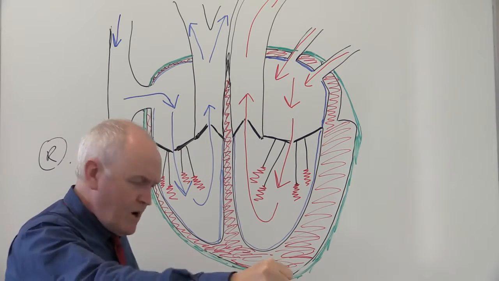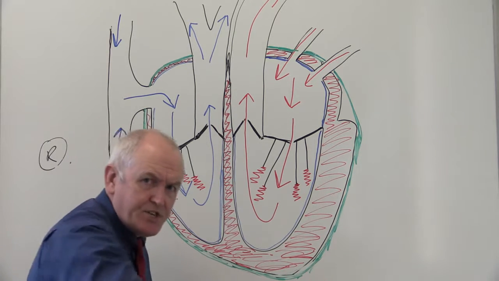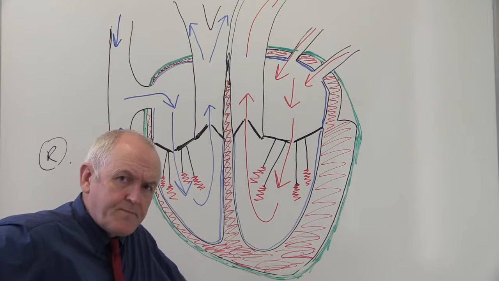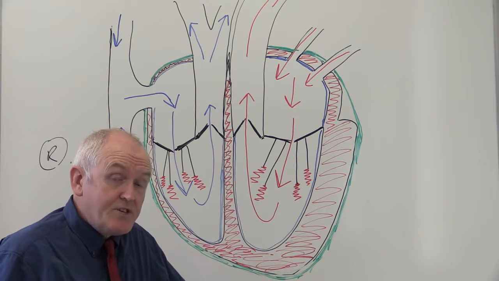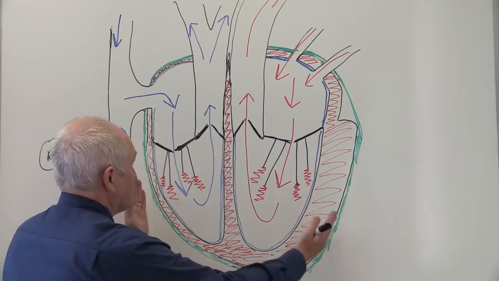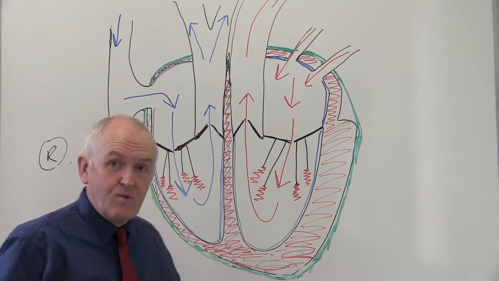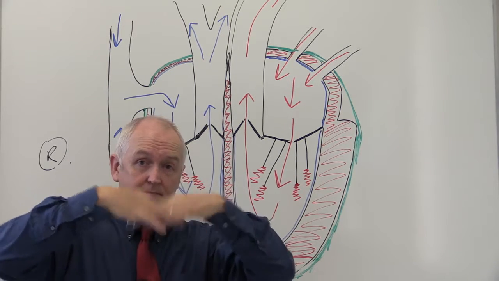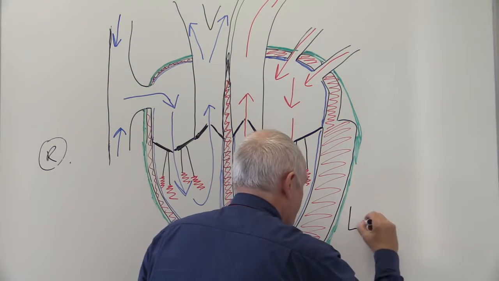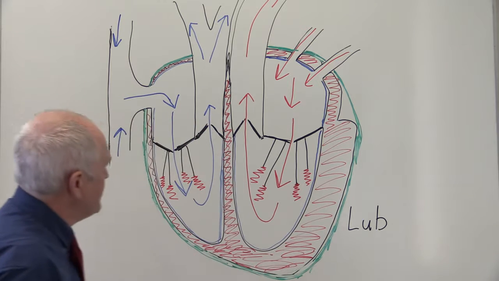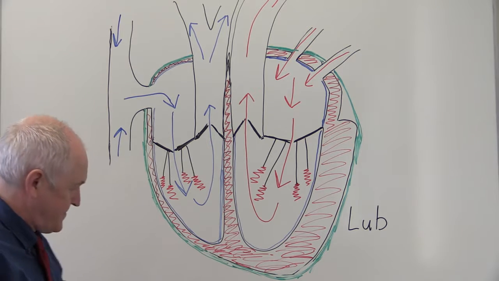Now, does it make a noise when you open a door? Well, it shouldn't, unless it's got creaky hinges. But if you slam it shut, then that makes a noise. So it's the slamming shut of the door that makes the noise. And it's the same situation here. When the ventricles contract, that's going to slam shut the mitral and the tricuspid valve. And when those valves slam shut like that, they make a noise, and that noise is called a lub. That is the slamming shut of the atrioventricular valves.